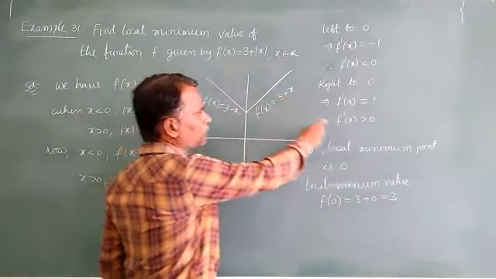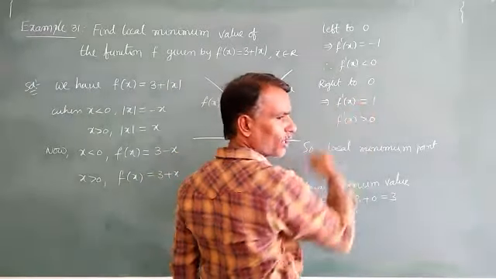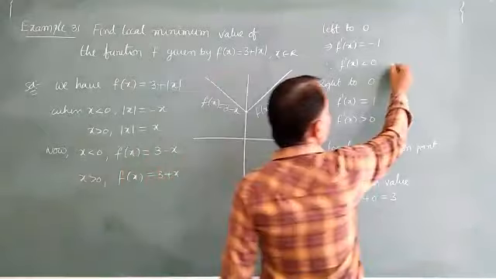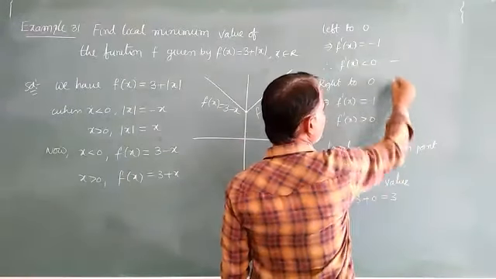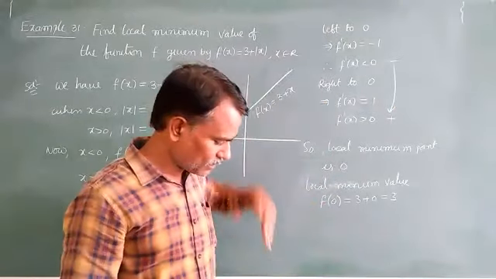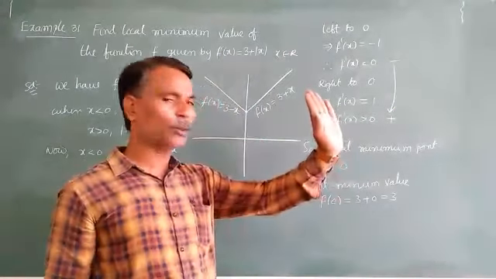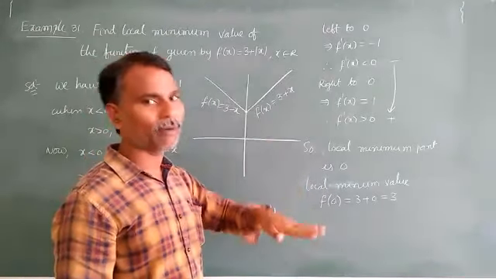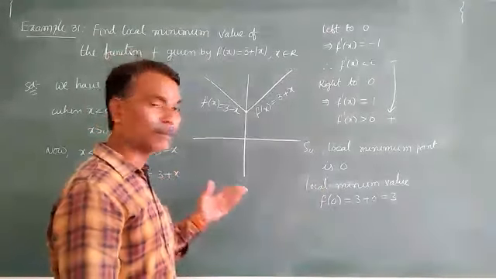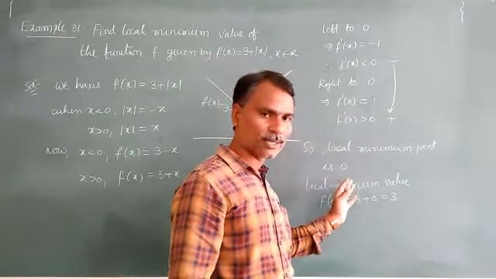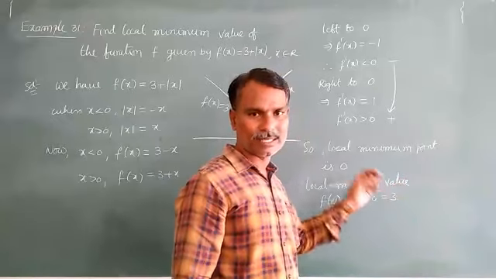And right of 0, the greater than side. First derivative of the function, f dash of x is 1, which is greater than 0. What happened, guys? This is minus and this is plus. Minus changing into plus means minimum will come. The minimum critical point is nothing but 0. So the local minimum point is 0.